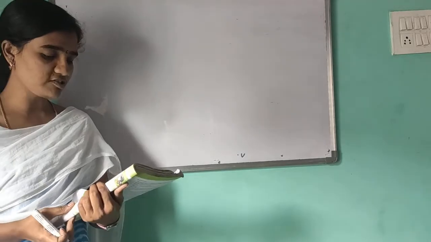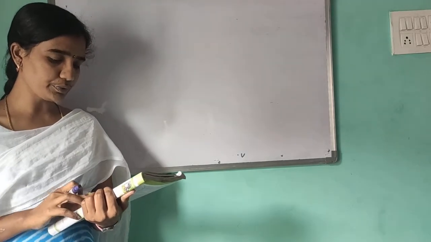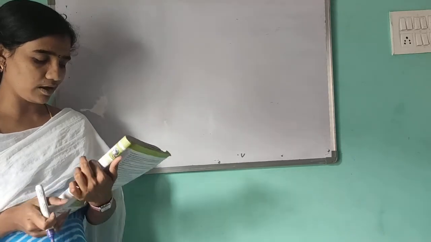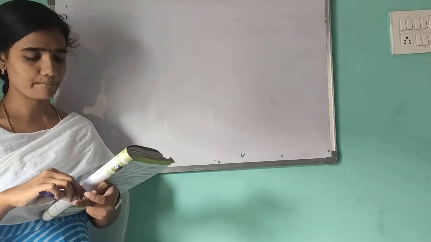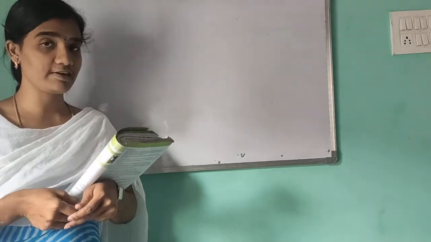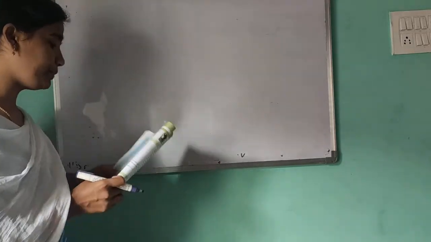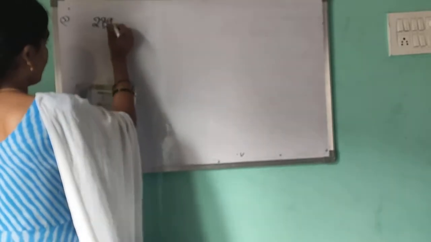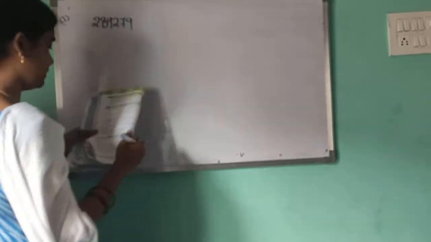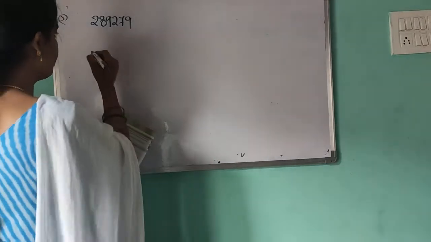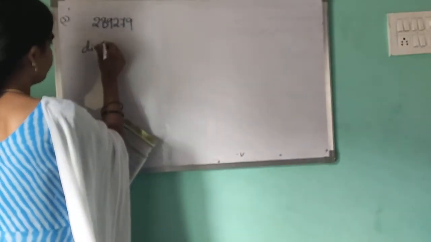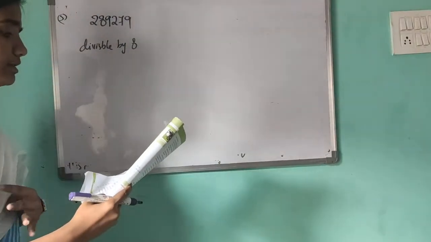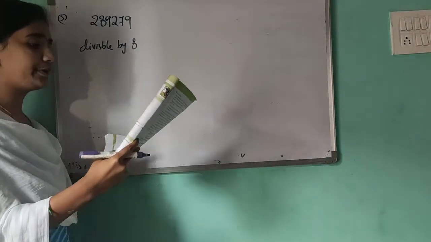Find the smallest number that must be added to 289279 so that it is divisible by 8 or not. Find the smallest number that we add to the number. Given number is 289279. If this number is divisible by 8, find the smallest number that must be added to the given number.